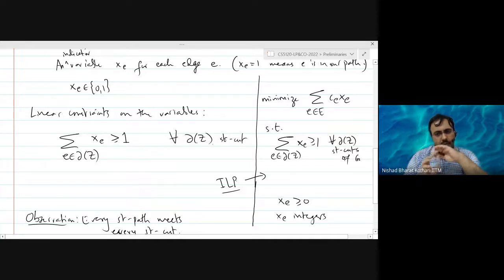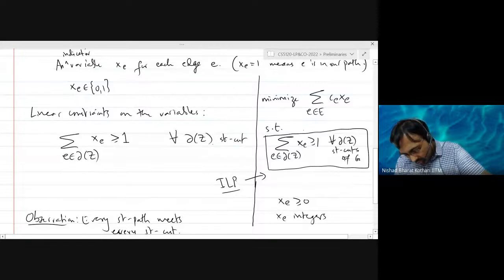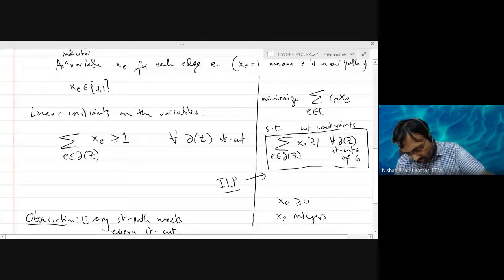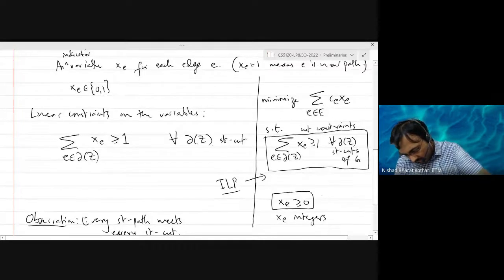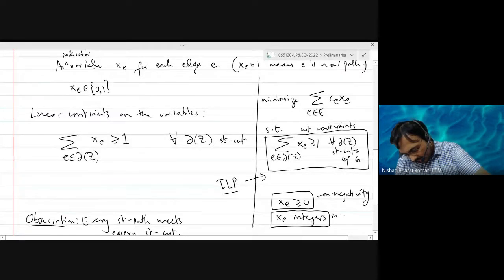If we just look at these constraints, we have a constraint for every cut, every ST cut, and we have the non-negativity constraint, and we have the integrality constraint. Does this actually capture our problem? Let me give them a name. These are the cut constraints. These are the non-negativity. And integrality.